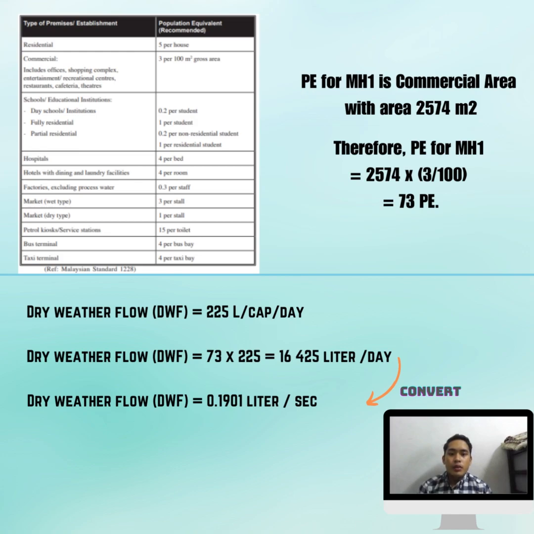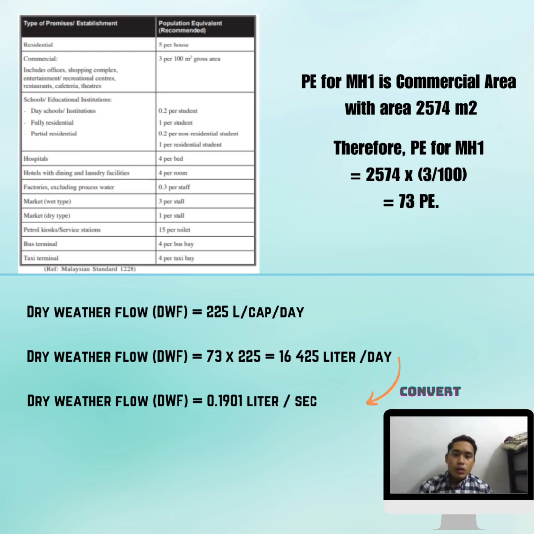We know that the population equivalent for MH1 is a commercial area with an area of 2,574 meters square. To find the population equivalent, we must look at the table provided by MSIG. From the table, for the commercial area, we need to multiply by 3 over 100. So the area must be multiplied by 3 over 100 and we get 73 PE.